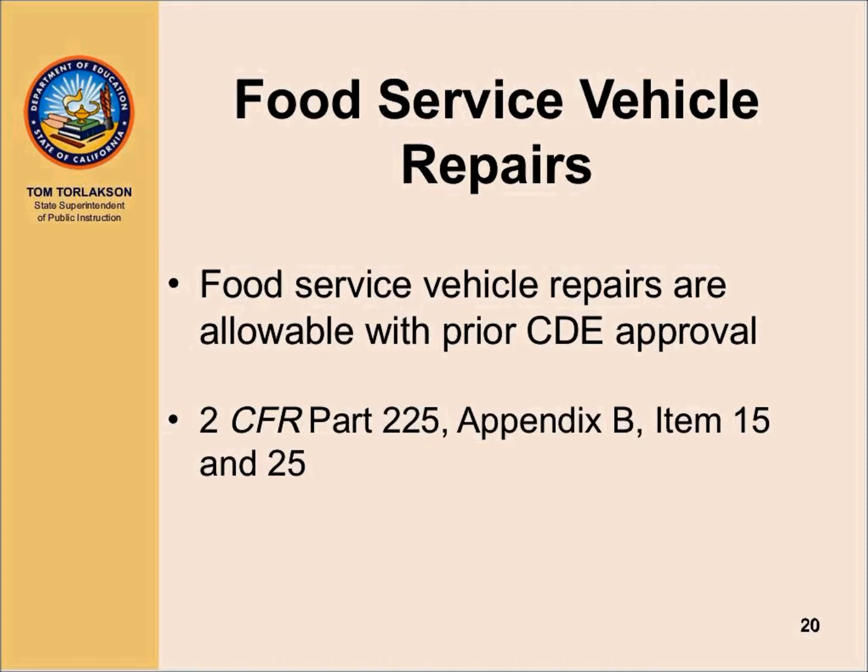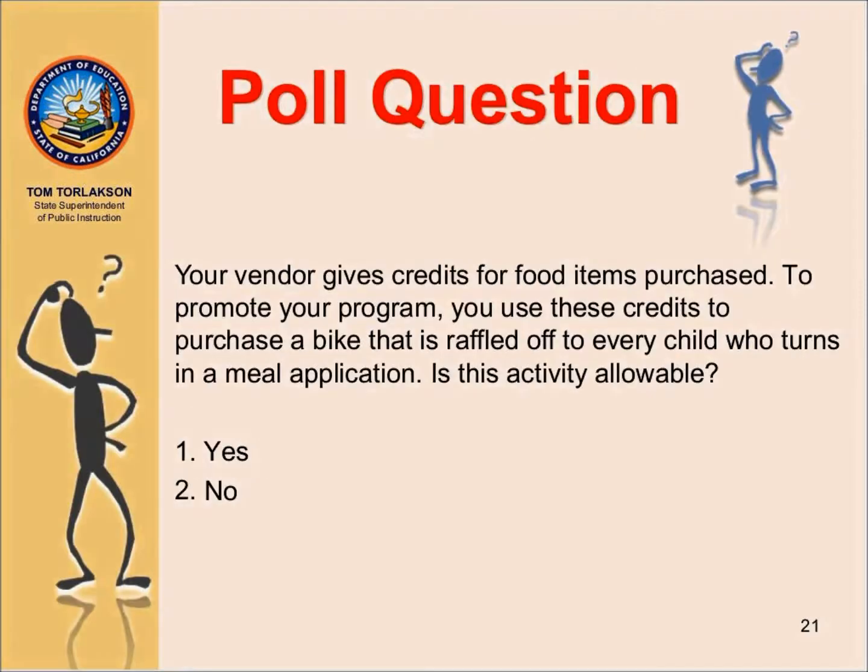Since the vehicle is considered to be general purpose equipment, and because it is used exclusively for the operation of the nonprofit school food service, the repairs can be approved by the CDE. As you can see, some of the questions posed are complex and require review of multiple regulations to determine allowability. The next poll question is on raffling vendor credits.